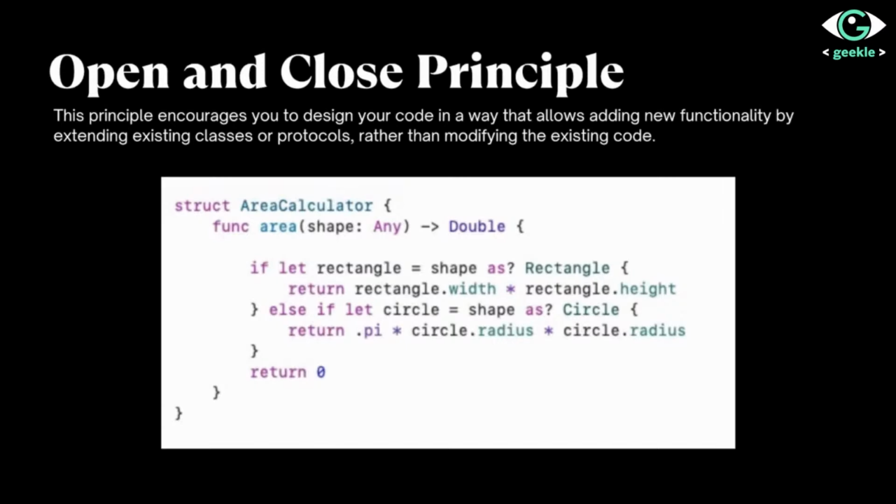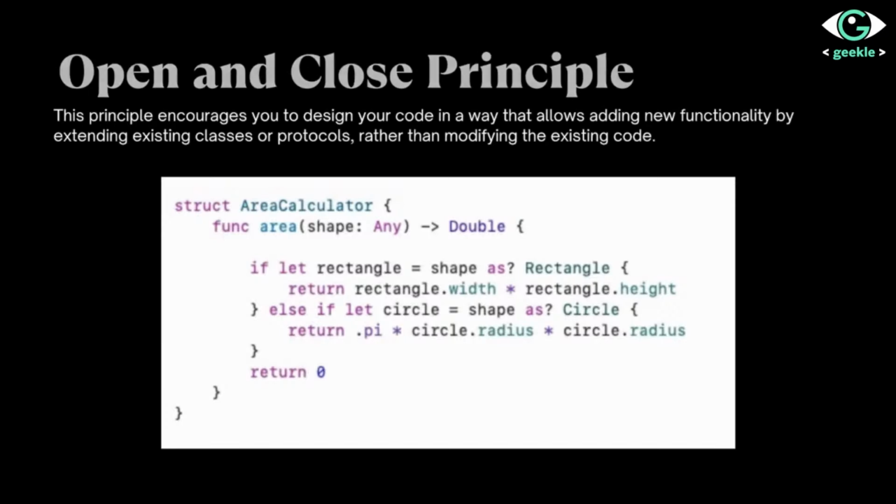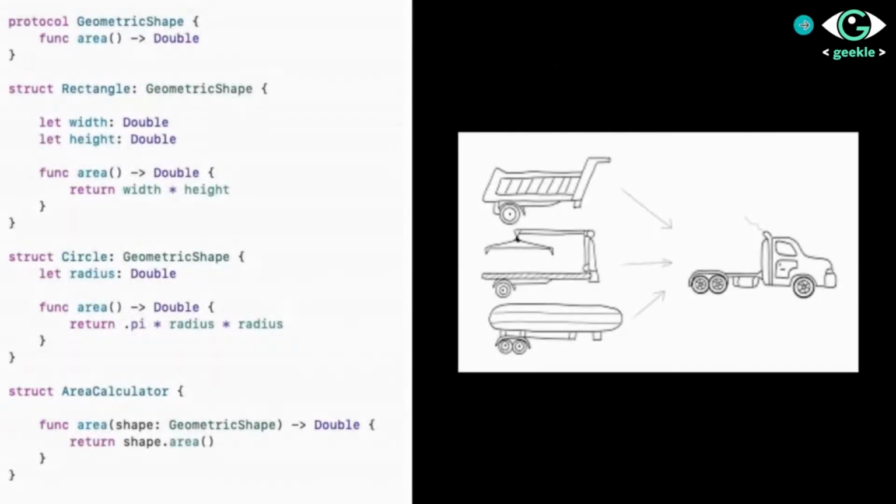According to the open and closed principle, we should not modify an existing class but rather extend it. One way of solving this problem is to create a protocol. Let's create a geometry shape protocol, declare the area protocol method, and implement the geometry shape protocol inside rectangle, circle, or any other geometry shape class.